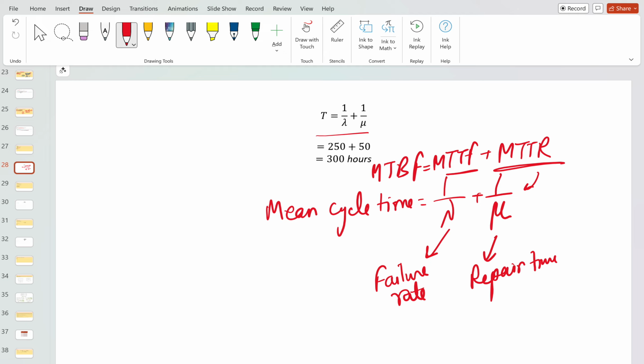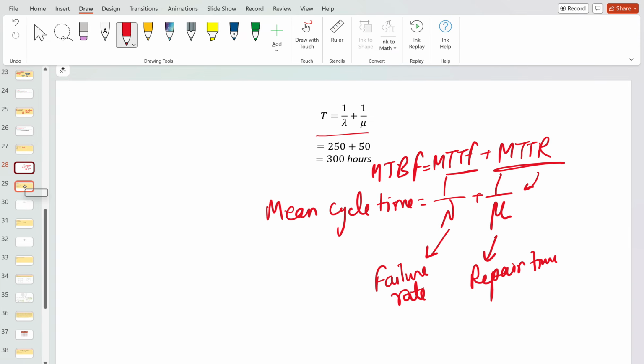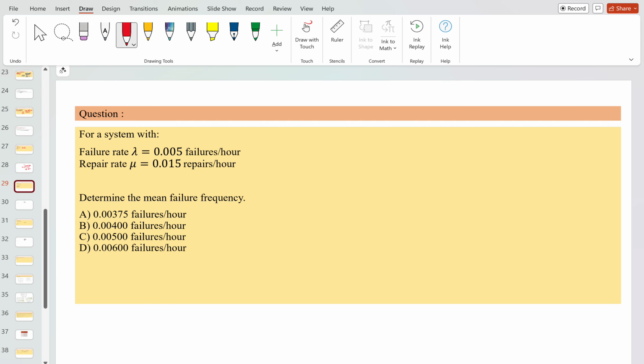Okay, so when you try to solve this, it will be 1 upon 0.004 plus 1 upon 0.02. You will get 300. That is correct. Option C. Let's move further, try to solve this. I think a similar kind of problem is there, but one reverse will be there. Okay, try to solve, I will give the solution.